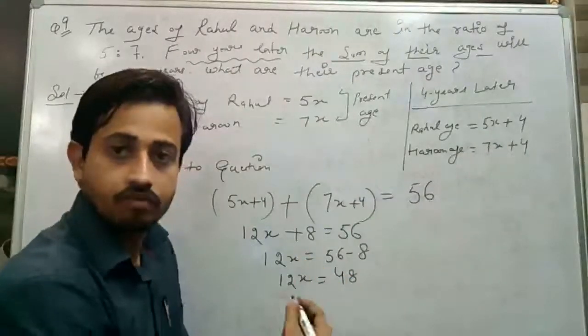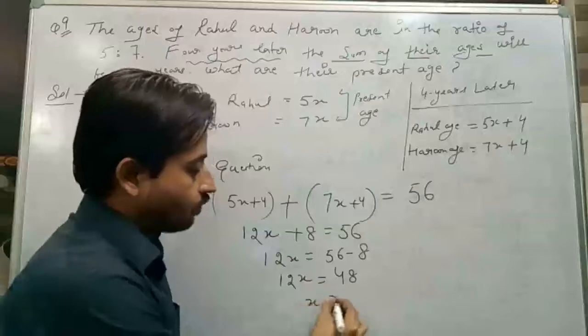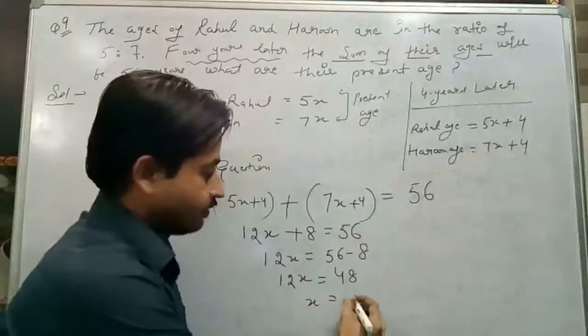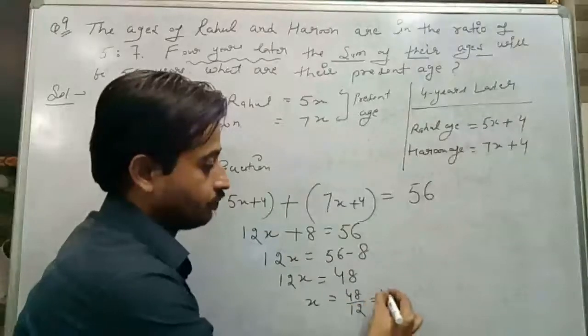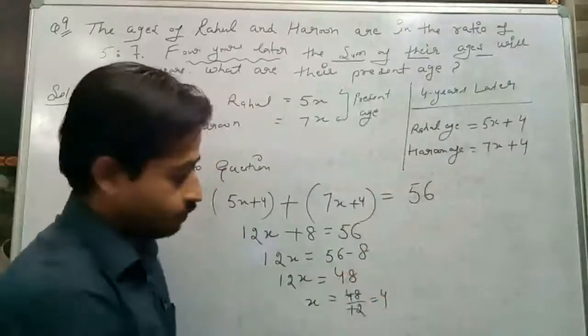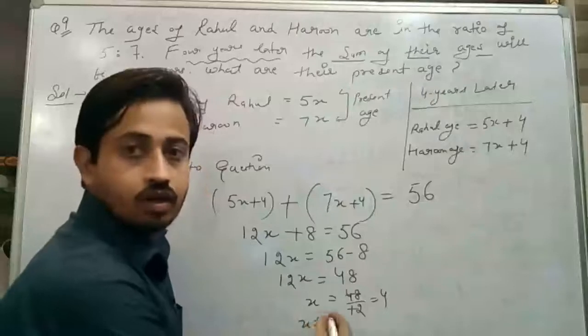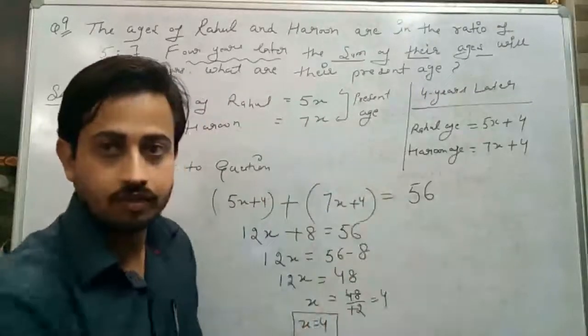12x is equal to 48. Then what will be the value of x? We have to take 12 to the right hand side. 48 divided by 12. 12 fours are 48. It means we get x is equal to 4.